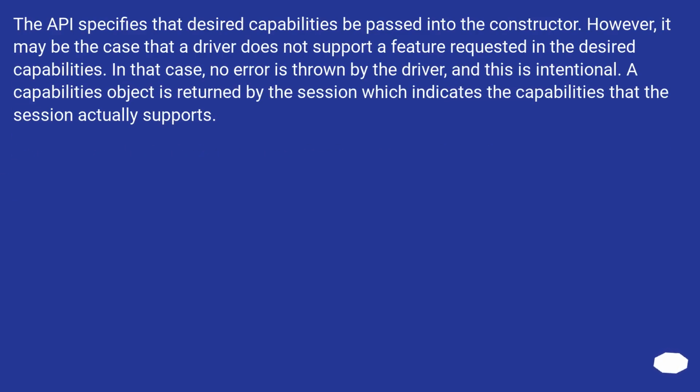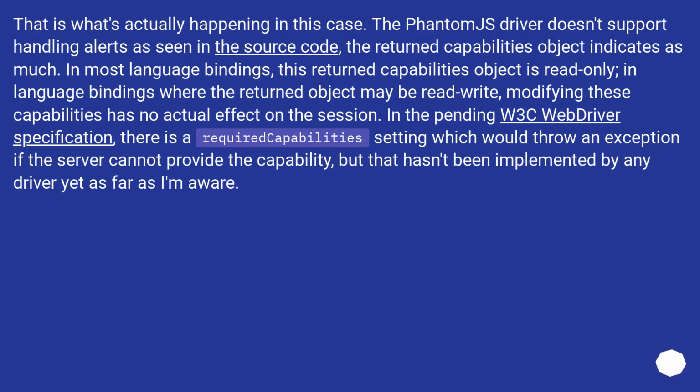The API specifies that desired capabilities be passed into the constructor. However, it may be the case that a driver does not support a feature requested in the desired capabilities. In that case, no error is thrown by the driver, and this is intentional. A capabilities object is returned by the session, which indicates the capabilities that the session actually supports. That is what's actually happening in this case.